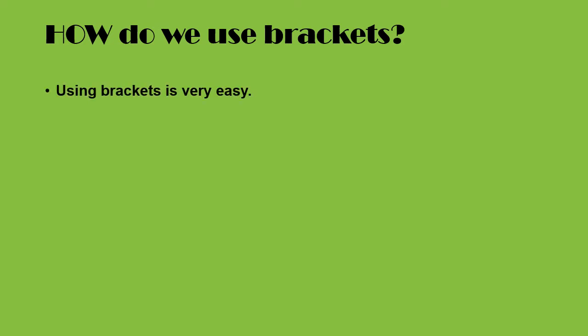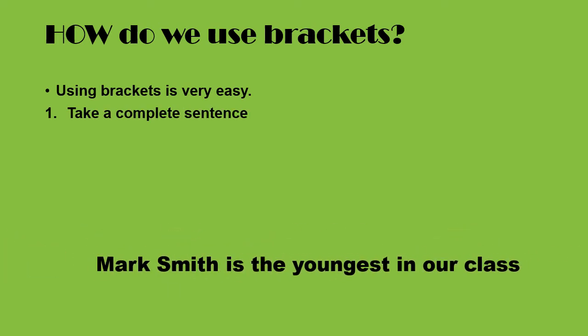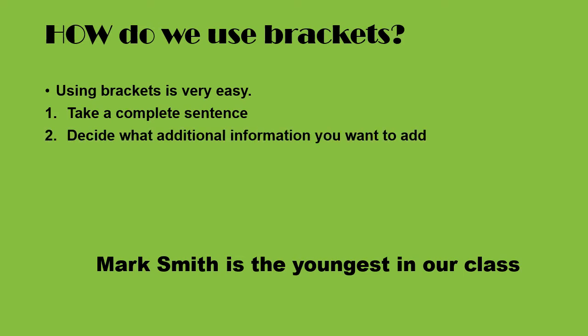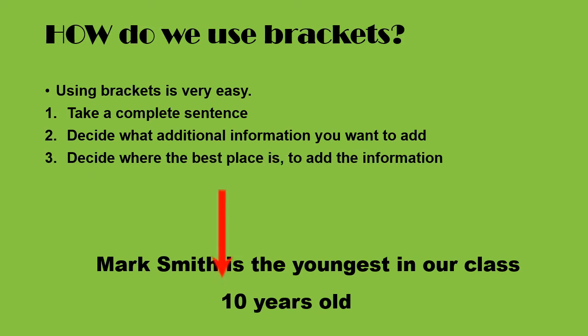Well, it's very easy. First, we take a complete sentence like this. Mark Smith is the youngest in our class. Now we decide what additional information we want to add. Let's add his age, because we're talking about him being the youngest in our class. And we have to decide where is the best place to put that information. Probably immediately after Mark Smith. It could, I suppose, go after the word youngest if we wanted to, but after Mark Smith is where I'm going to put it.